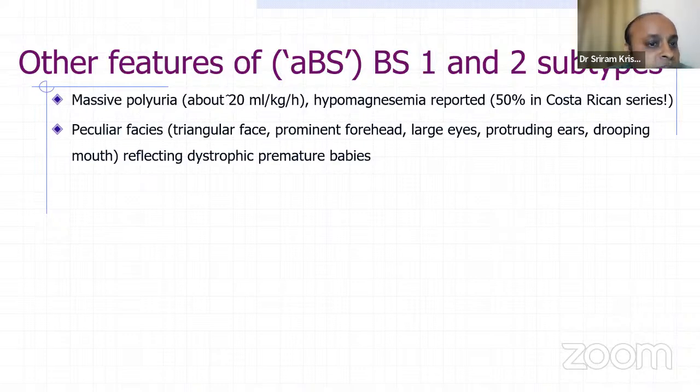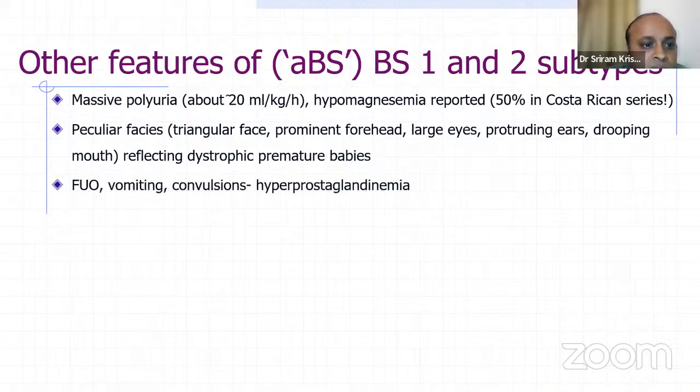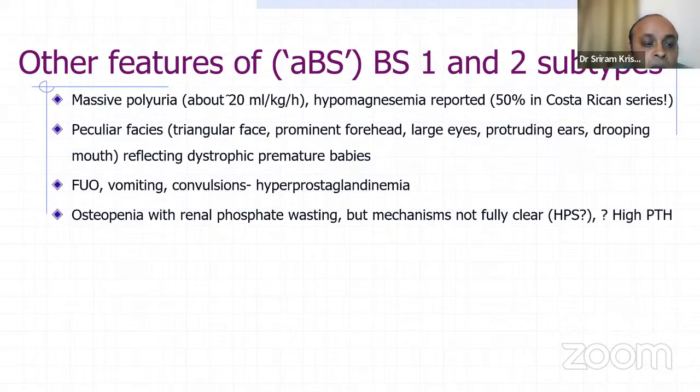So there is a peculiar facies in type 1 and 2, which is considered a dystrophic premature baby. So you have a triangular face with prominent forehead and large eyes with protruding ears. Fever of unknown origin is reported due to diarrhea with vomiting and convulsions. These are attributable to high prostaglandin levels in the serum. Osteopenia with renal phosphate wasting is reported in type 1 and 2. And in our case, indeed, we had features of some rickets at the second admission.